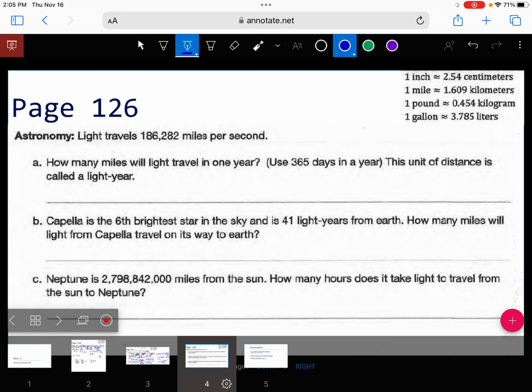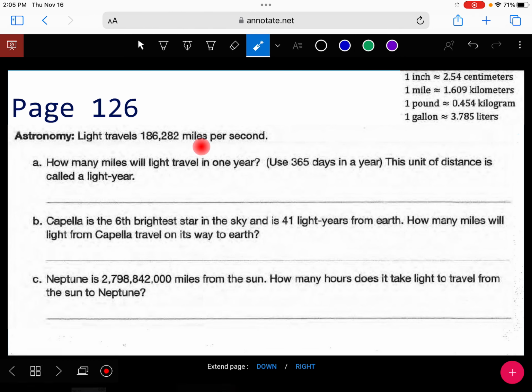So I encourage you to look at this one, see if you can figure out how many miles light travels in a year. This is the measurement called a light year. Buzz Lightyear's name is in fact the unit of measurement. A light year is literally how far light travels in a year. So you can do this unit conversion. We have miles per second out to a light year, and we can figure out how far it goes. We can use that to then figure out how far away stuff is in miles.